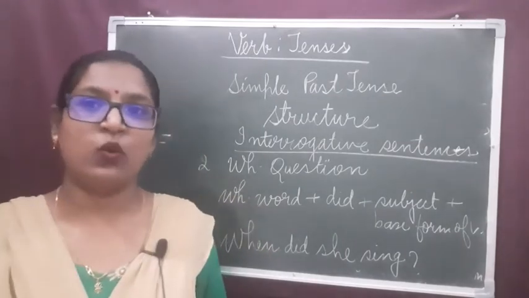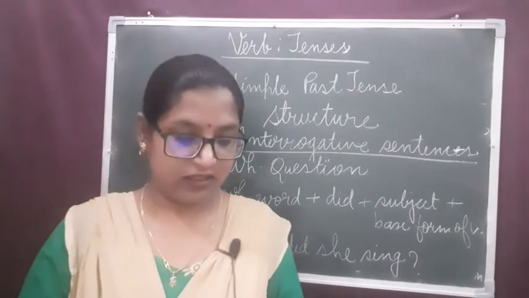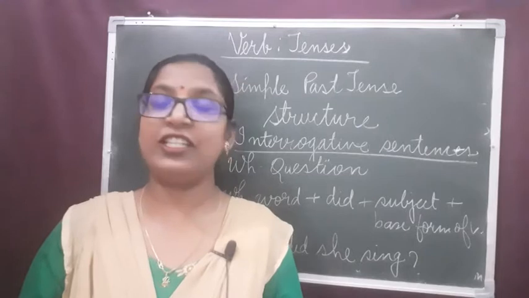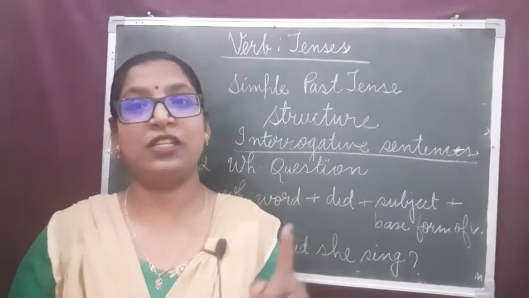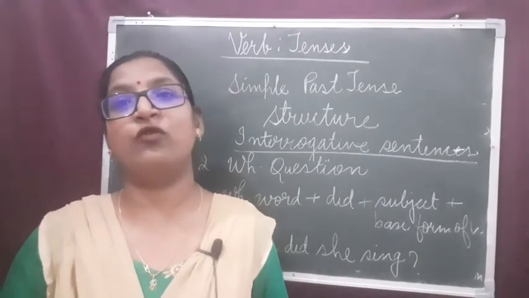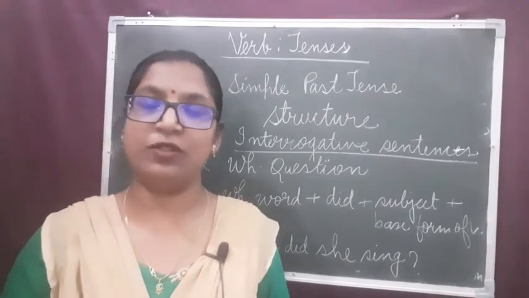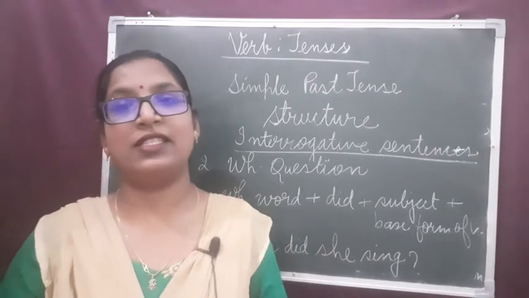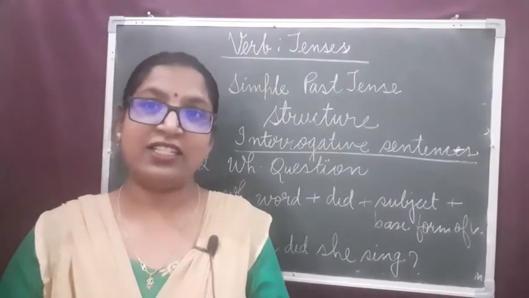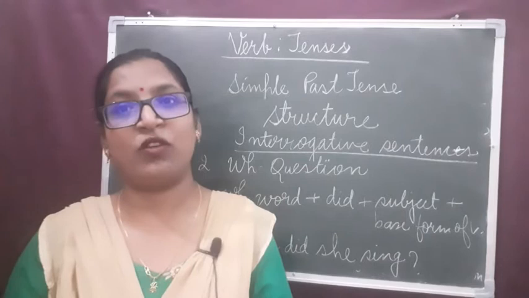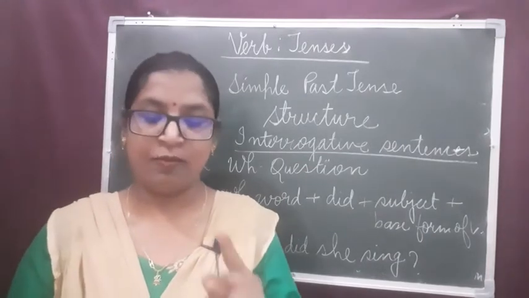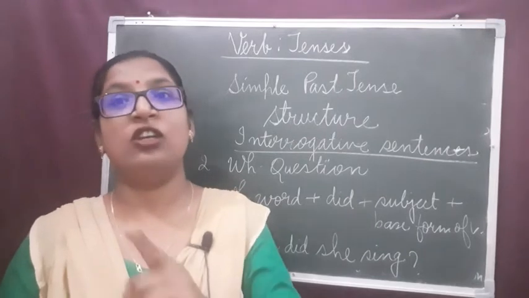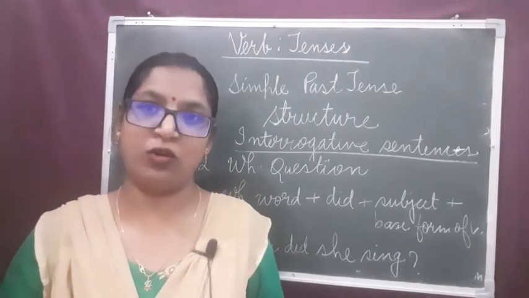So I hope, dear children, you understood the structure of different kinds of sentences in simple past tense. Once again I will repeat, it is already given on page number 87. Affirmative sentences: subject plus the verb in its second form, the past tense form of the verb. In negative sentences we use subject plus did, that is the past tense form of the auxiliary verb do, plus not, the word of negation, plus the verb in its base form.